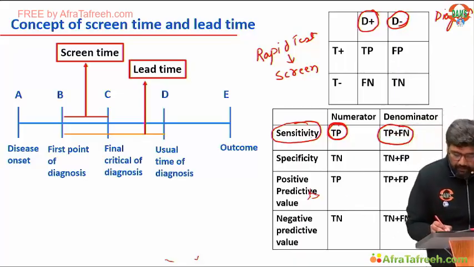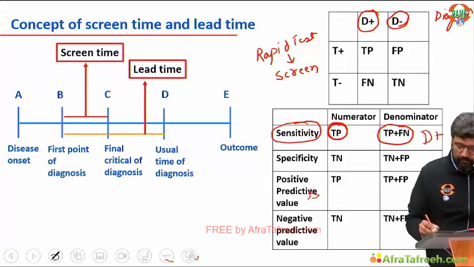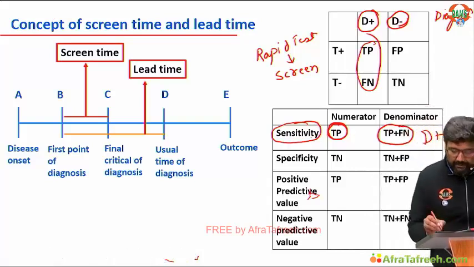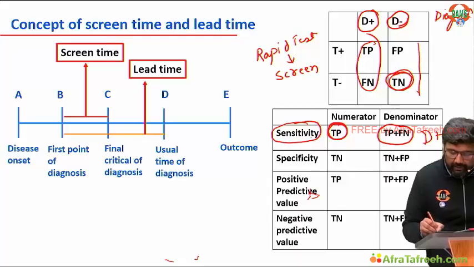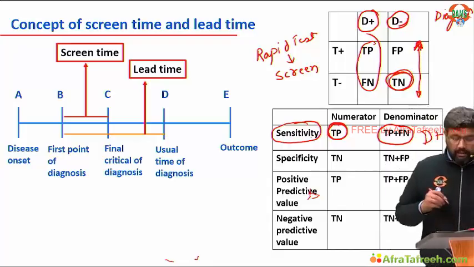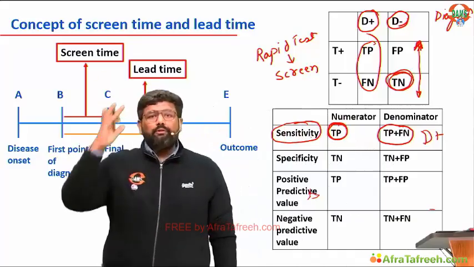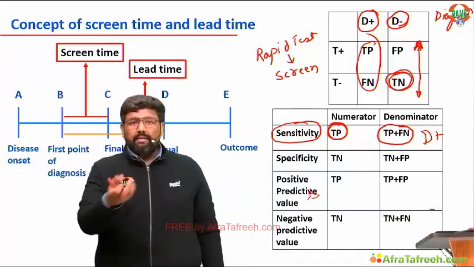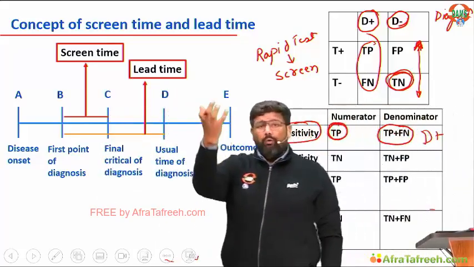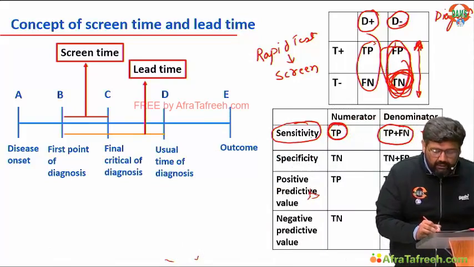Now, what is sensitivity? Sensitivity is true positive divided by D+, that is true positive plus false negative. And what is specificity? True negative divided by D-. Again, what is sensitivity? Out of total diseased, how many are positive on the screening test? What is specificity? Out of total disease free, how many are negative on the screening test?